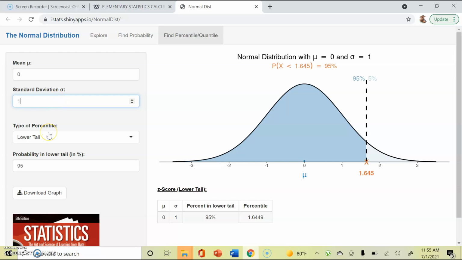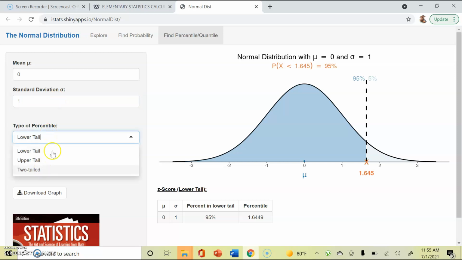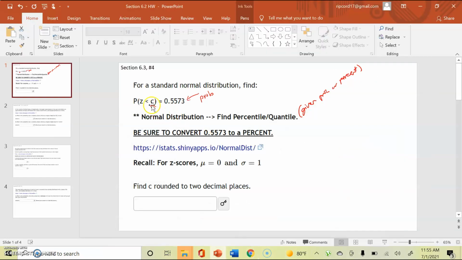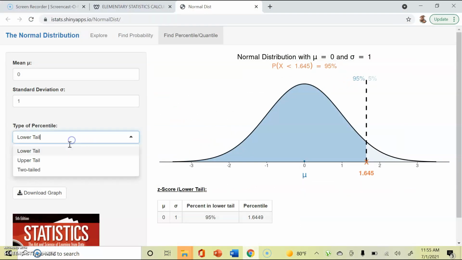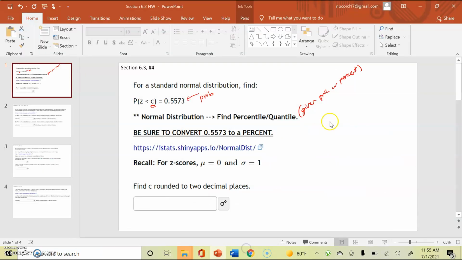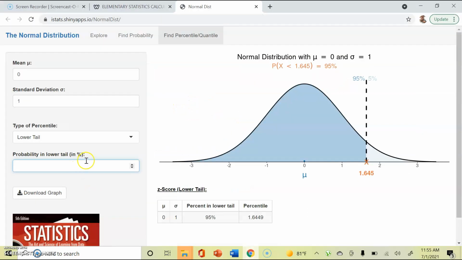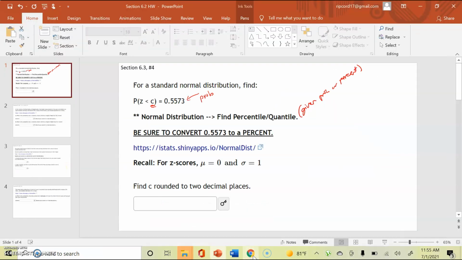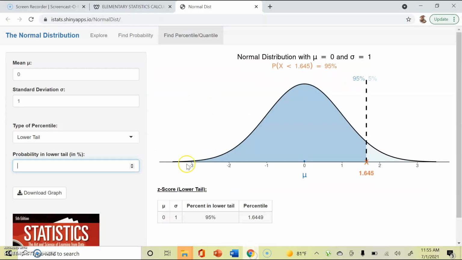Now, type of percentile: is it lower tail, upper tail, or two-tailed? Because our inequality is less than, it is going to be lower tail. If it was greater than, it would be upper tail. So I'm going to pick lower tail. Now, what is the probability in the lower tail? The probability is 0.5573, but notice that it needs to be in percent. So I multiply 0.5573 times 100, which gives me 55.73.